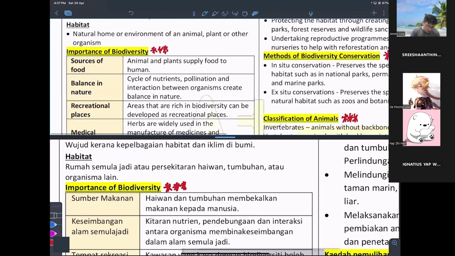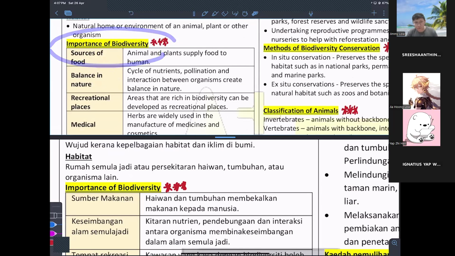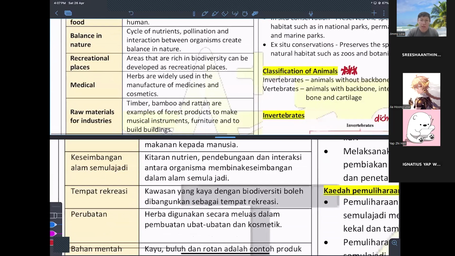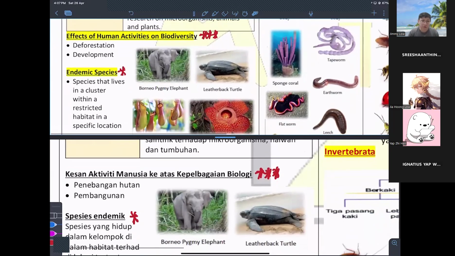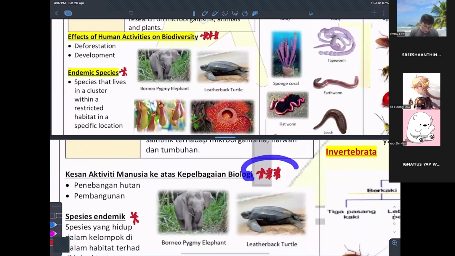So the importance of biodiversity is important. Three stars is given, go through. Then the effects of human activities, you have to know what the effects are, what human beings have done to biodiversity. You have to know. You put 3 stars as well.